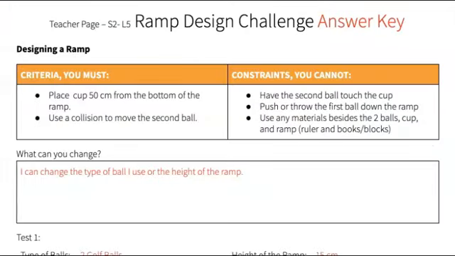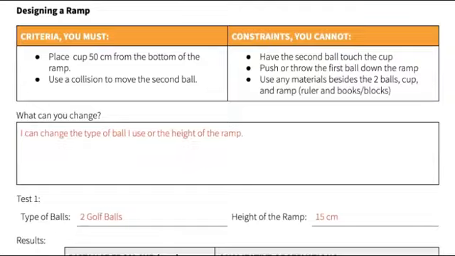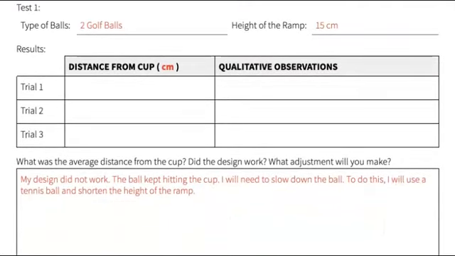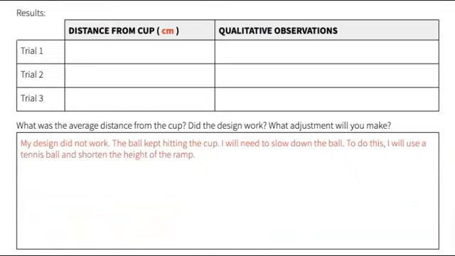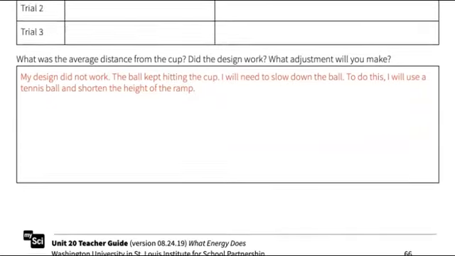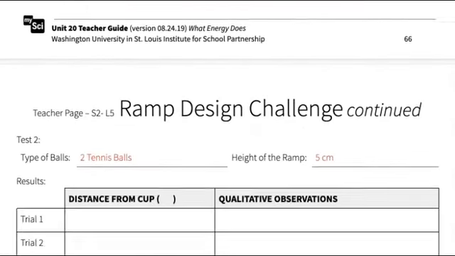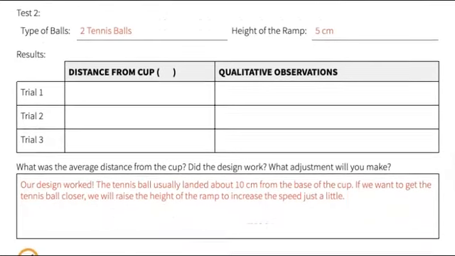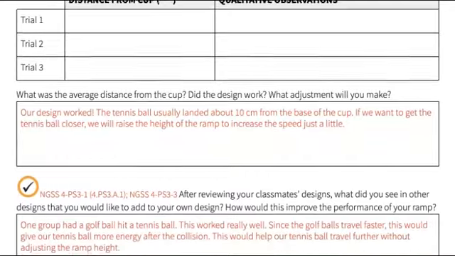They can change which balls they use and the height of their ramp, but they cannot use any other materials. Guide students through the engineering design cycle to demonstrate how this process supports this challenge. Make sure that students record each trial, including the balls they used, the height of the ramp, the result, and what adjustment they should make on their student page. Students should perform 3 trials for the 2 different setups that they've created. This gives them more data to inform their redesign.